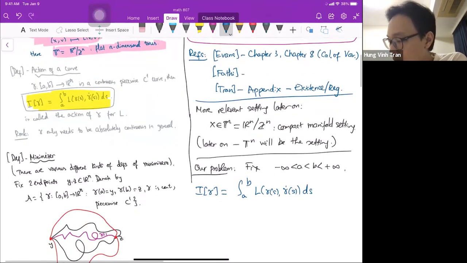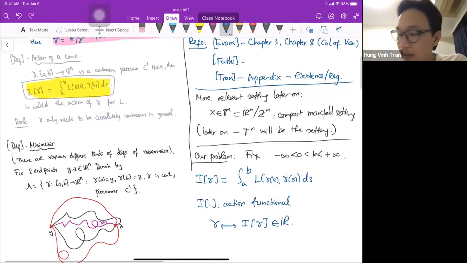So I is called the action functional because you take a function gamma, you map it to I of gamma, which spits out a real number. So we call it the action functional. It's not a function, it's a functional.